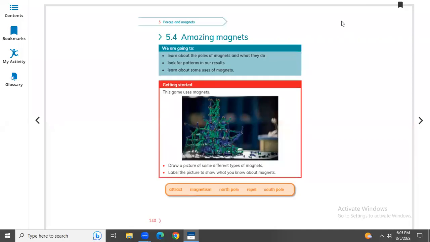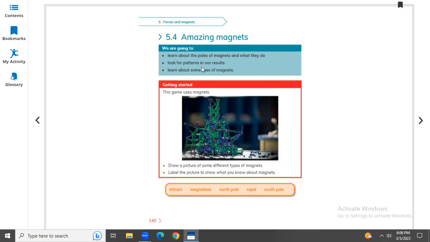Hello everyone. Today I'm starting Unit 5, Lesson 5.4 from the Science Learner's Book for Grade 3, Cambridge book. So let's start Lesson 5.4, Amazing Magnets. Inshallah, today you will learn about the poles of magnets and what they do.